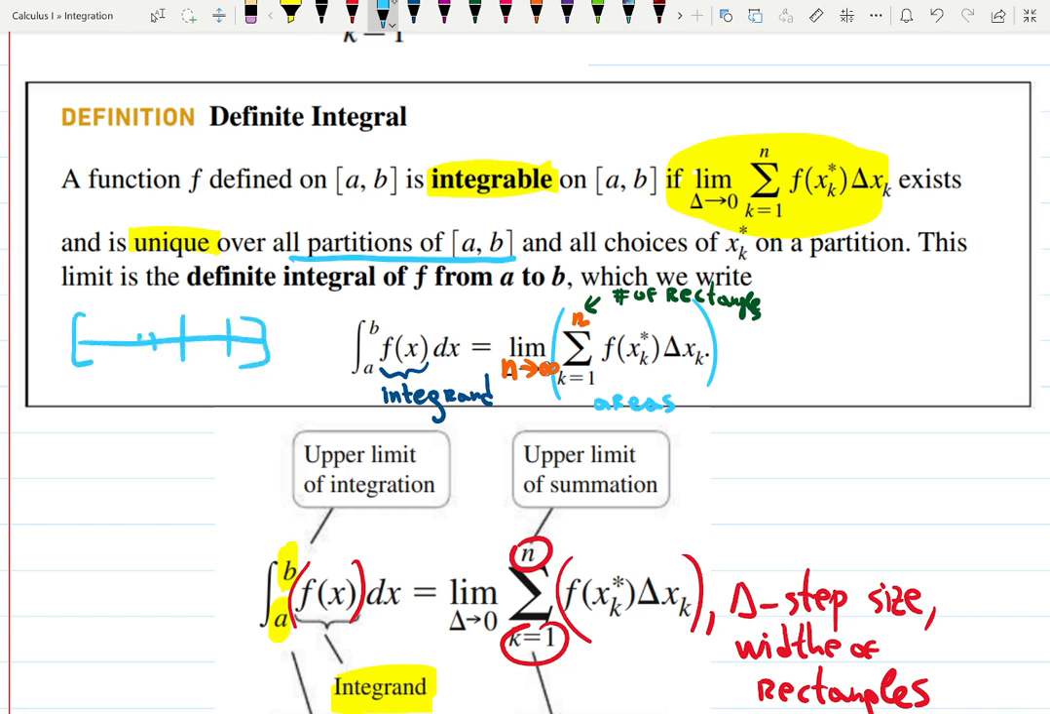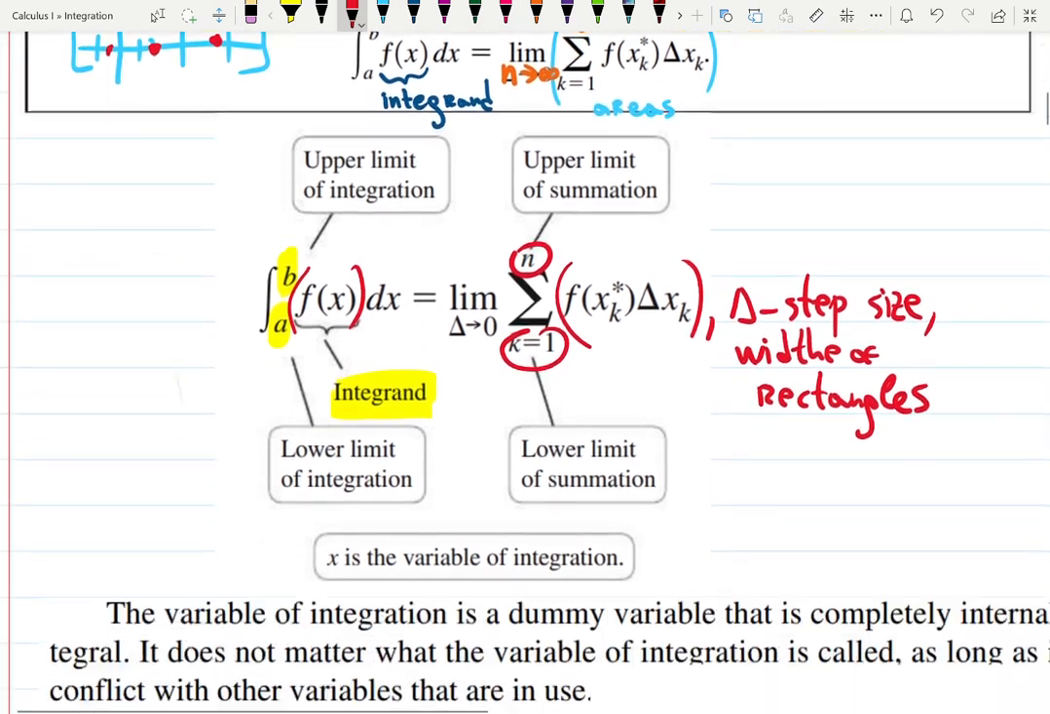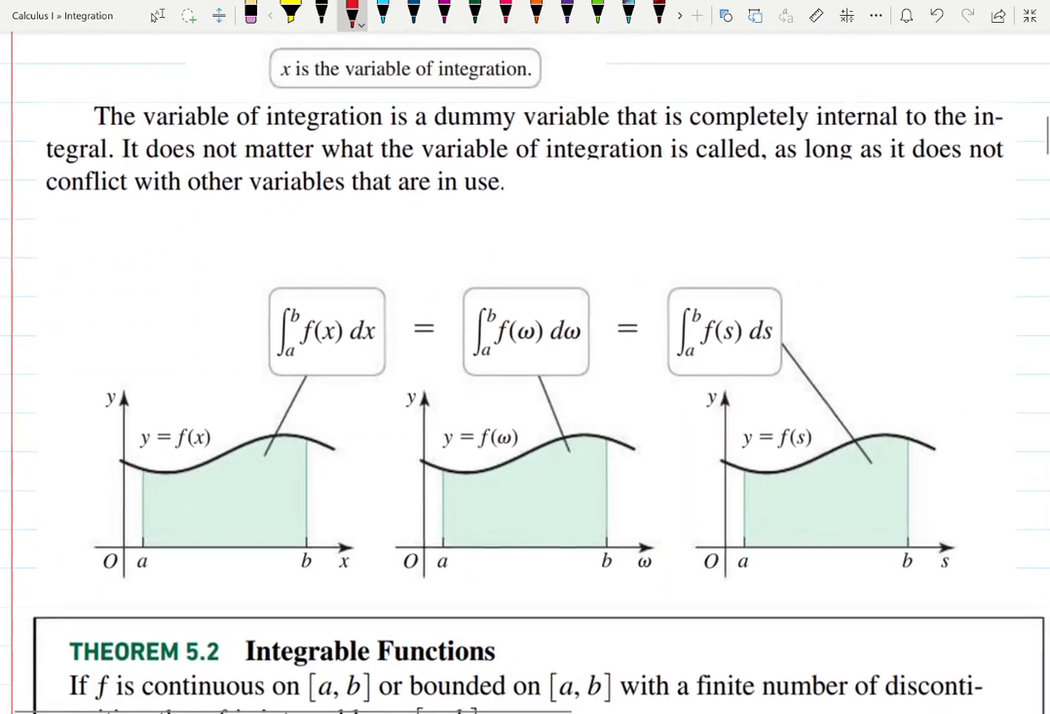They can be different sizes, actually. So we don't have to have the same width. And all of the choices of x sub k star. So it doesn't have to be in the middle. It can be on the right, completely on the left. It can be somewhere random. This limit is called the definite integral of f from a to b. And that is definition. You don't have to write this down.